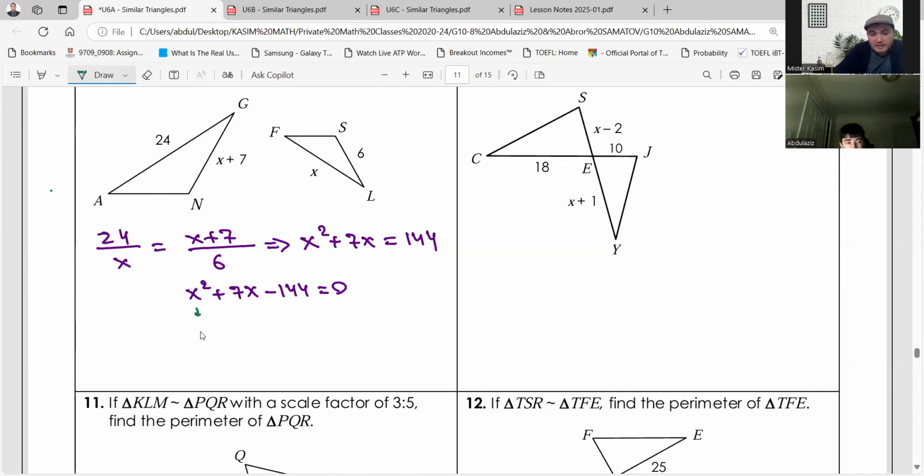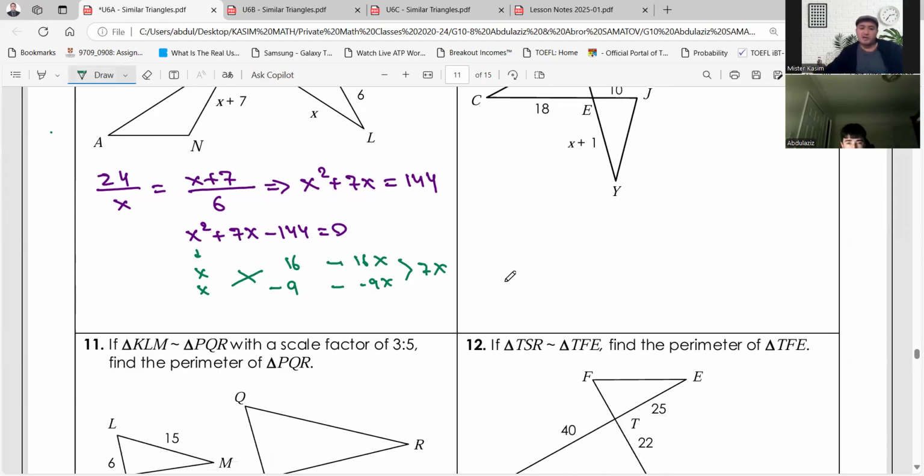X squared, I can write it as x times x, 144 as 16 and 9. So it is positive, right? So this should be positive, this should be negative. If you cross multiply and add, this one is 16x, and x times negative 9 is negative 9x. And their sum is 7x. You see in the middle, we have 7x.